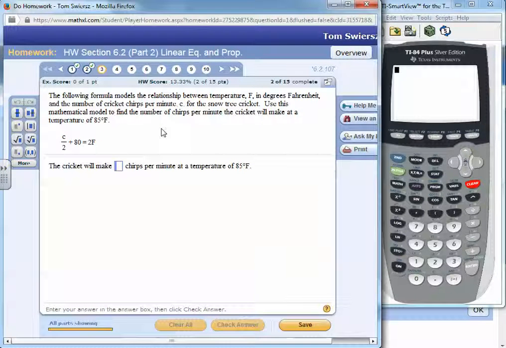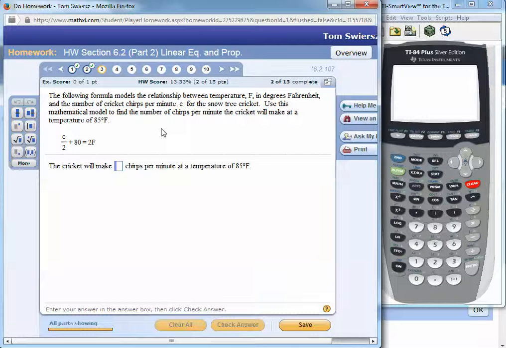Let's look at homework exercise number 3. The following formula models the relationship between temperature F in degrees Fahrenheit and the number of cricket chirps per minute C for the snow tree cricket. Use this mathematical model to find the number of chirps per minute the cricket will make at a temperature of 85.